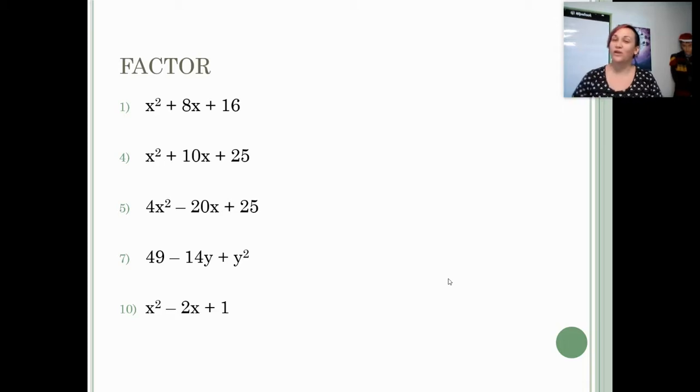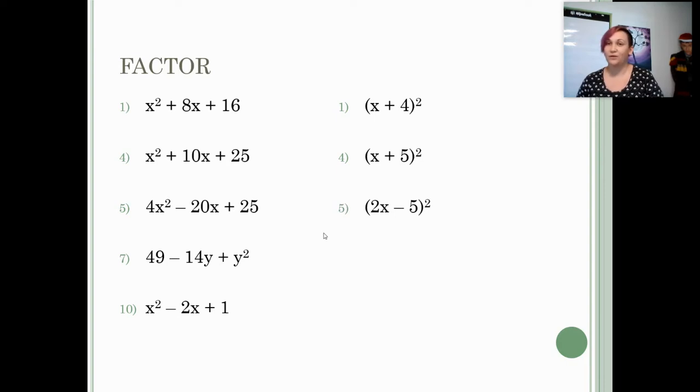Okay, hopefully you've written down your 5 answers. The factoring for number 1, it turns into (x plus 4) squared. The factoring for number 4 is (x plus 5) squared. For number 5, we have (2x minus 5) squared. Number 7 is (7 minus y) squared. Notice that I kept the order that it was in originally. And for the last one, it's (x minus 1) squared.